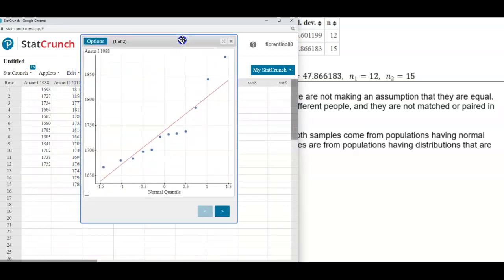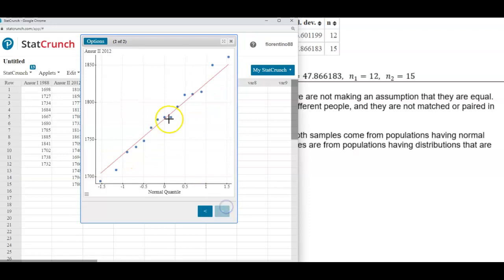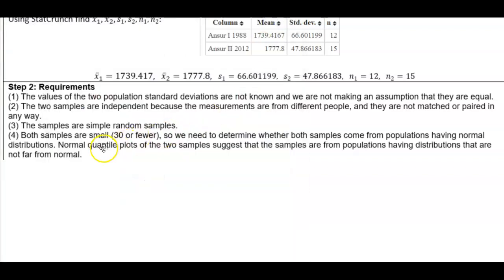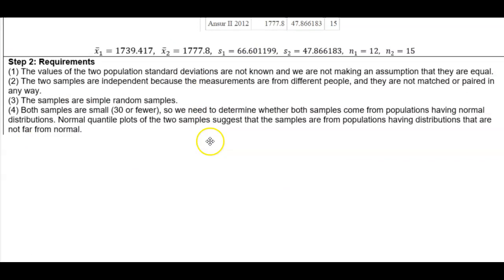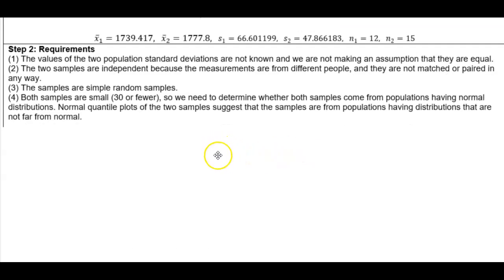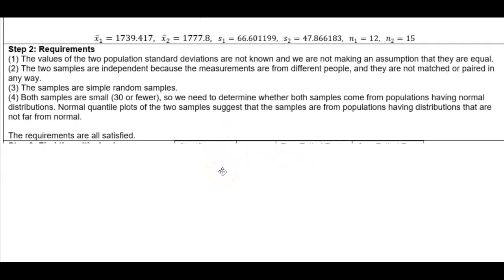If we take a look at the first sample, which is 1988, we can see that this represents an approximately normal distribution. If we scroll to the right and look at the second one, for 2012, again, this represents a normal distribution. So the normal quantile plots of the two samples suggest that the samples are from populations having distributions that are not far from normal. Therefore, all requirements are satisfied.